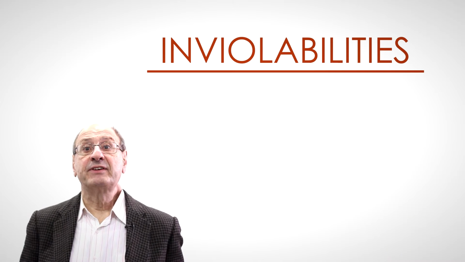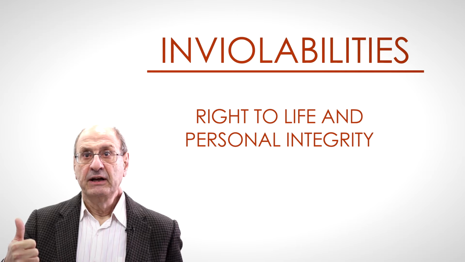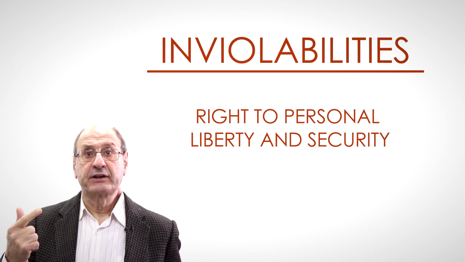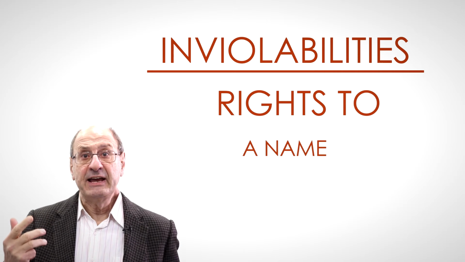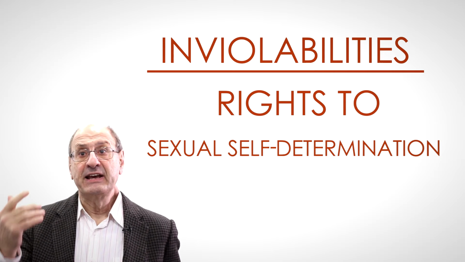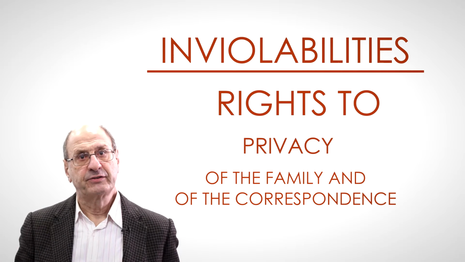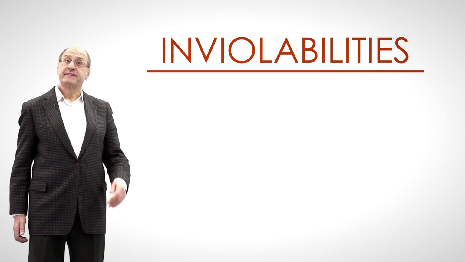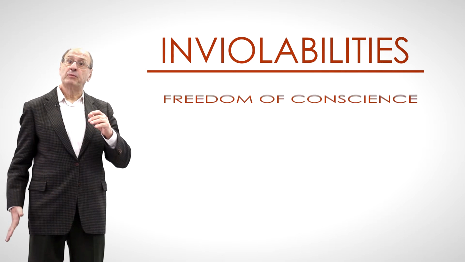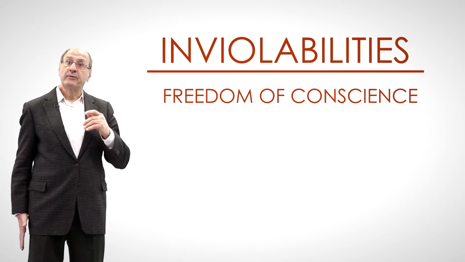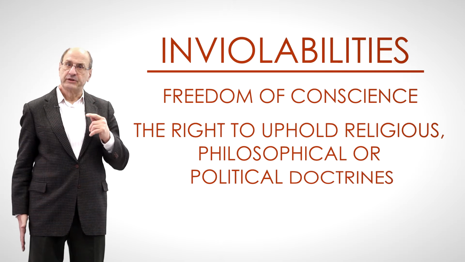Examples of these rights are the right to life and to personal integrity, the right to personal liberty and security, the prohibition of slavery, the rights to a name, to sexual self-determination, to intimacy and privacy of the family and of the correspondence. This subcategory of civil and political rights also comprises the freedom of conscience, including the right to uphold religious, philosophical or political doctrines.